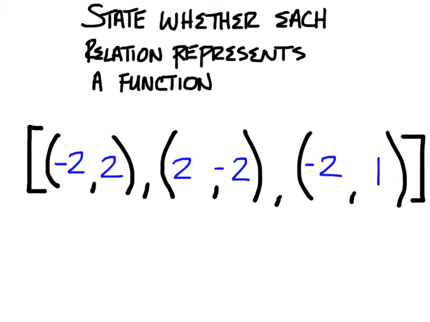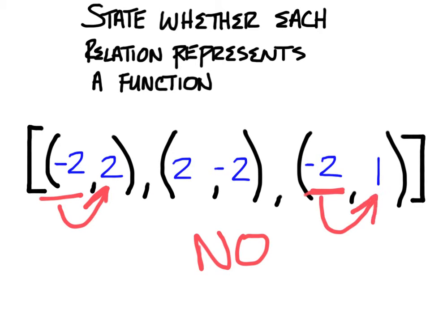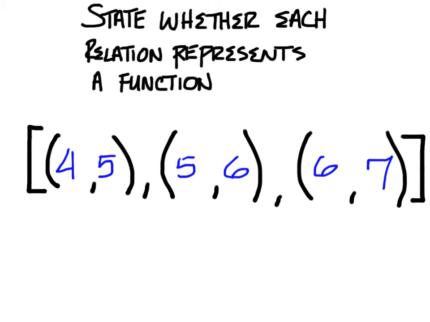Next one goes to Lujan. Is this the function or not? No. It is no. We have a -2 pointing to a 2 and a -2 pointing to a 1. That cannot happen. This one goes to McAllister. A function, yes or no? Yes, it is. All we have is 4, 5, and 6.